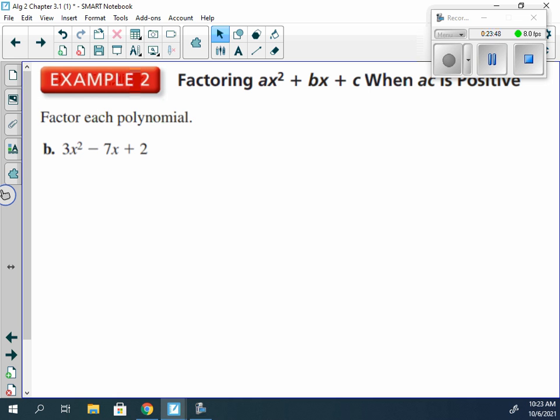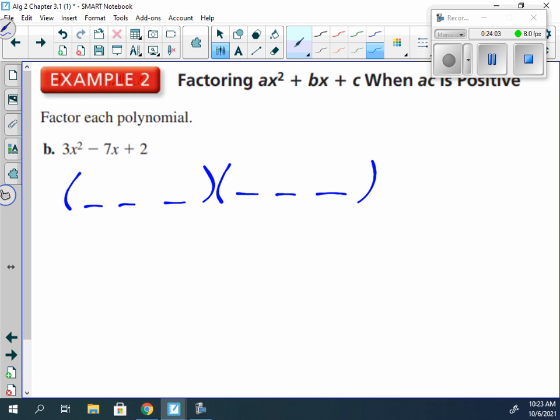3x squared minus 7x plus 2. Is there a greatest common factor? Okay. So we do have 2 sets of parentheses with 3 spaces. Now finding the sign. Now the constant term is positive, so the signs are the same and they match the sign of the middle term, which is negative, as y'all said. So both of the signs are negative.